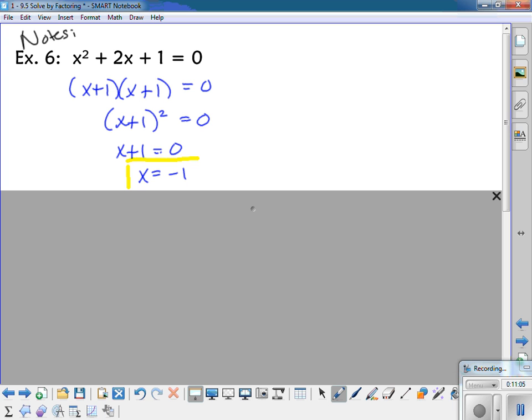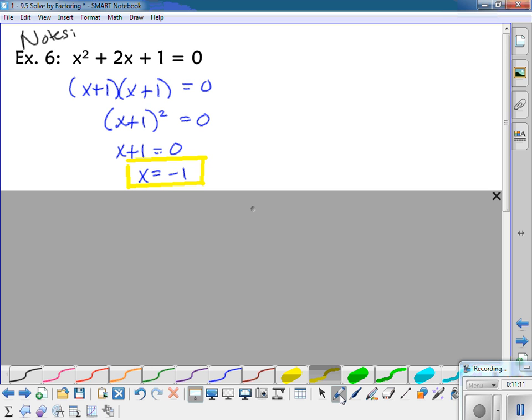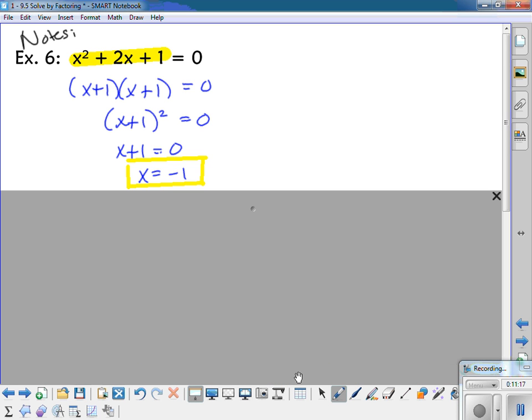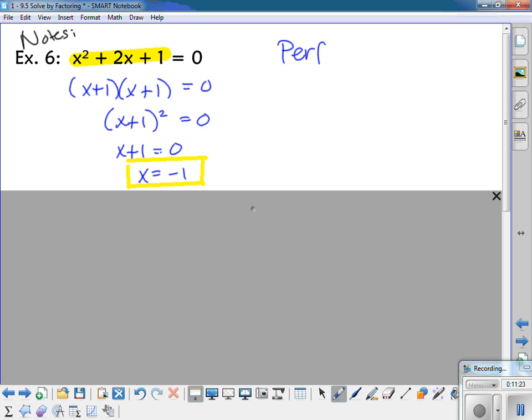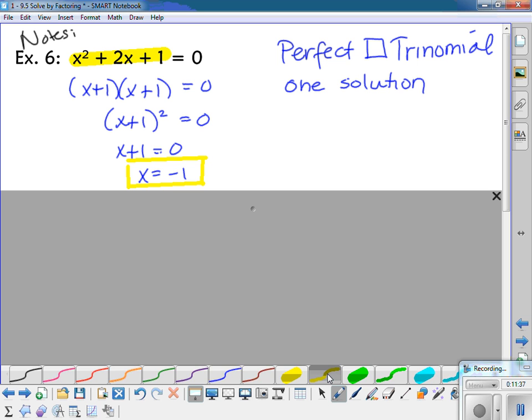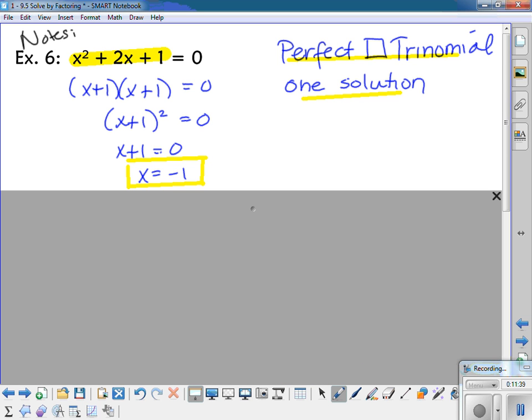So you notice how on all the other problems we had 2 answers, but this time we ended up with 1 answer? Do you guys know what kind of trinomial this must have been then? What is it, Dawson? Yeah, it's a perfect square trinomial. So whenever you have a perfect square trinomial, that means that there's only going to be one solution. Okay? And one solution also means one x-intercept. It's only going to touch the x-axis one time when it's a perfect square.